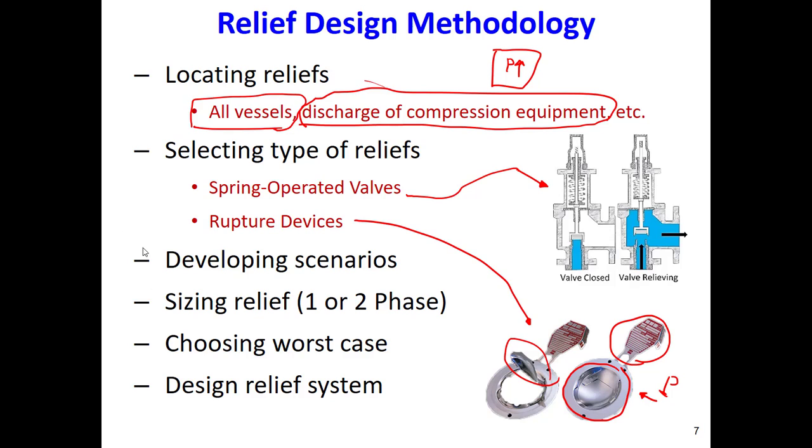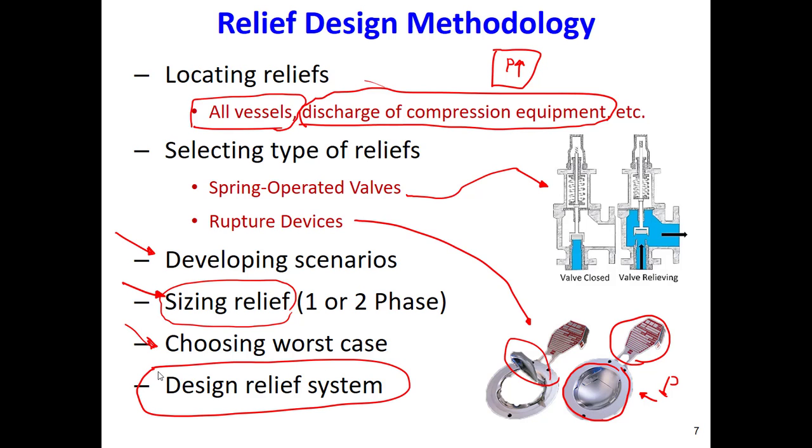How? Then we have to develop scenarios. We have to sit and think about the worst cases that can happen. What will be the worst case scenario for pressure in that equipment? What will be the maximum pressure and maximum flow rate that we need to relieve in that equipment? Then we size the relief valve. We use some calculations and find the right size of the relief valve, choosing the worst case scenario. And at the end we design the relief system: whether we need one relief valve or multiple relief valves.